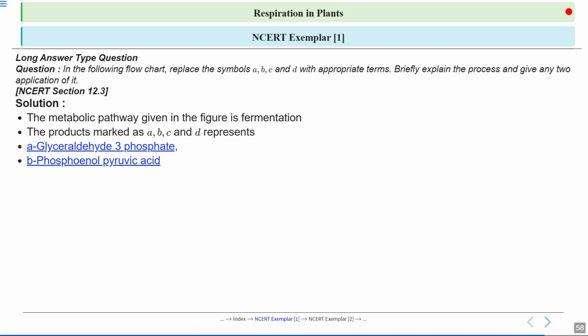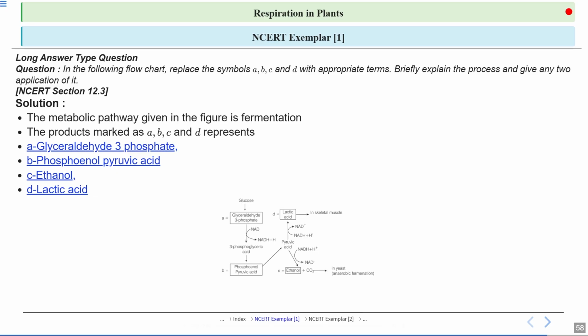B is phosphoenol pyruvic acid. This is near the end of glycolysis, important for final steps of energy release. C is ethanol, which is produced during alcoholic fermentation, especially in yeast in the absence of oxygen. D is lactic acid, which is produced during lactic acid fermentation. It occurs in some bacteria and in our muscles during intense exercise.